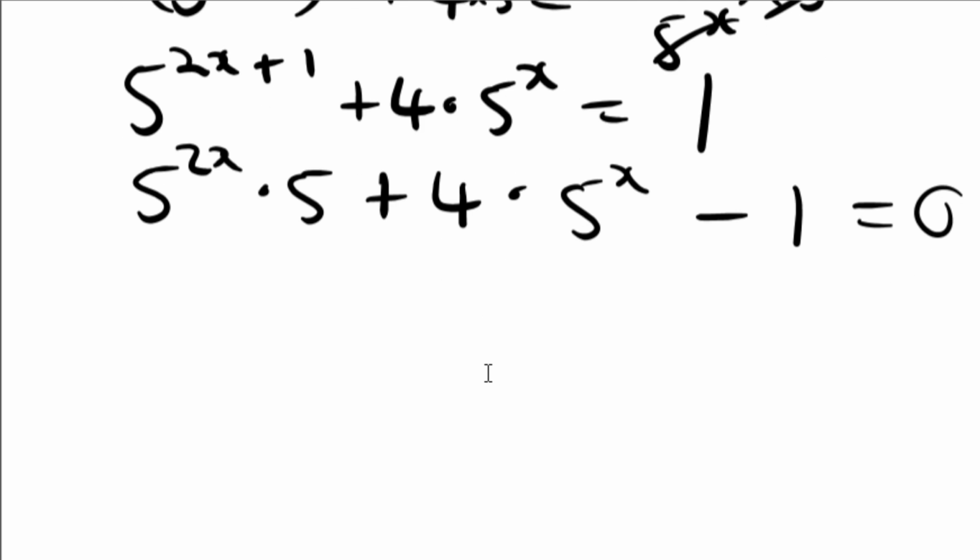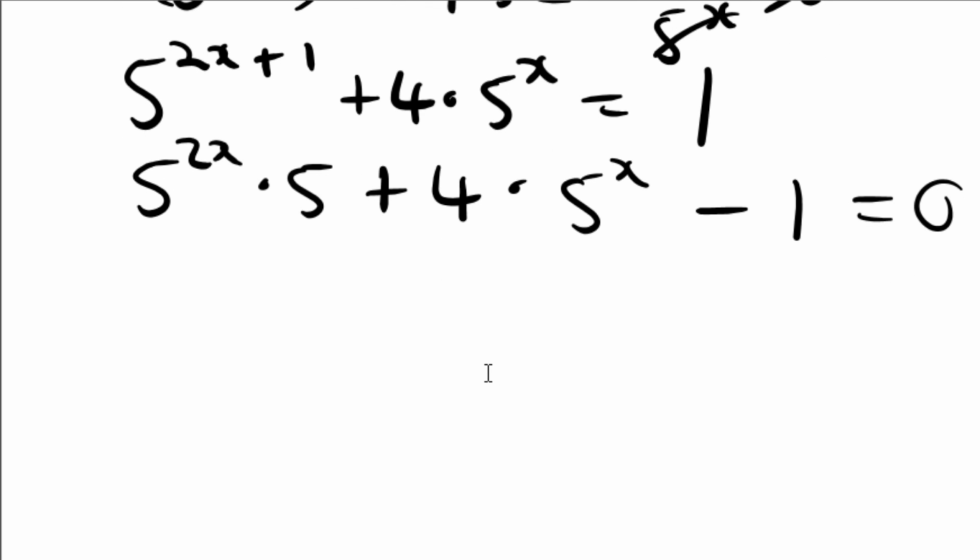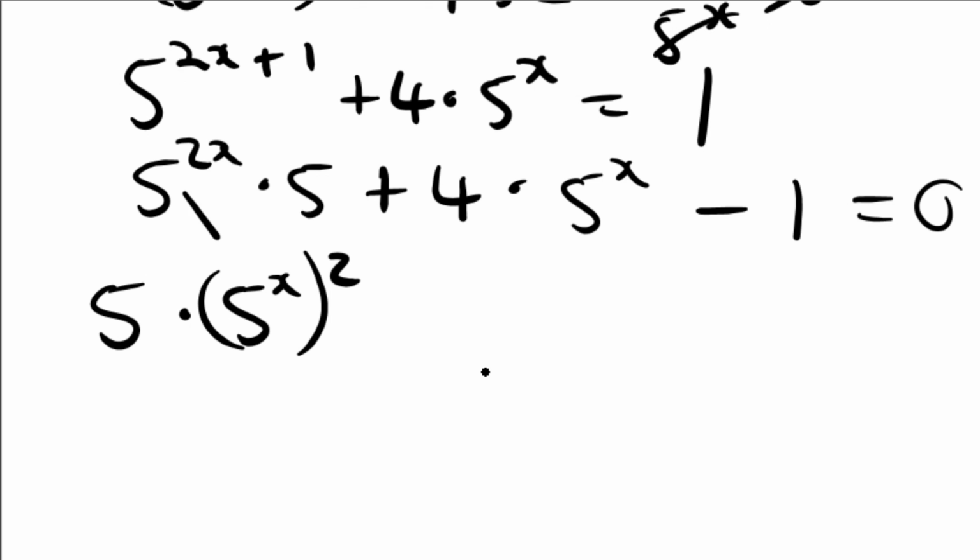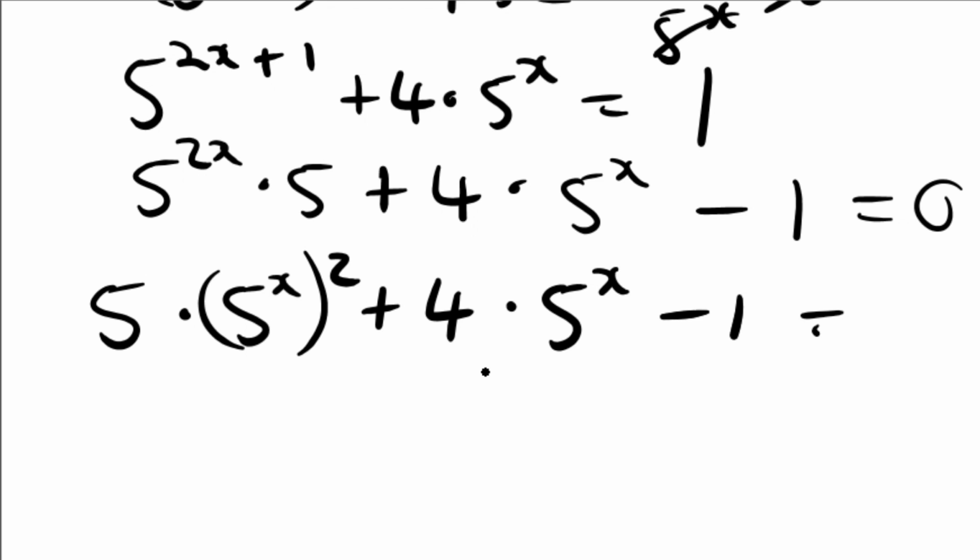What we have next is we want to write 5 to the 5, this 5 I wrote there, and then we have that 5 multiplied by 5 to the power of x all squared. I rewrote 5 to the power of 2x as 5 to the power of x all squared, and then we have plus 4 multiplied by 5 to the power of x minus 1, that will be equal to 0.